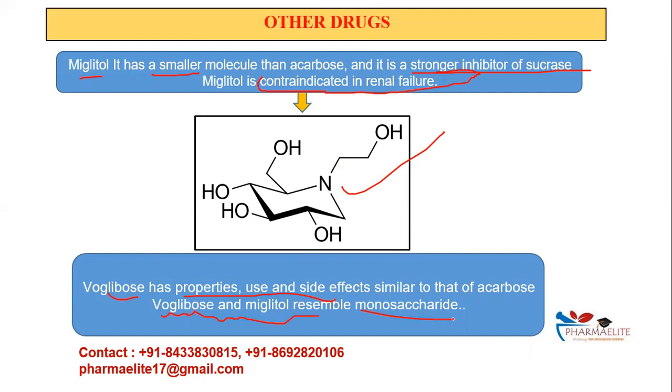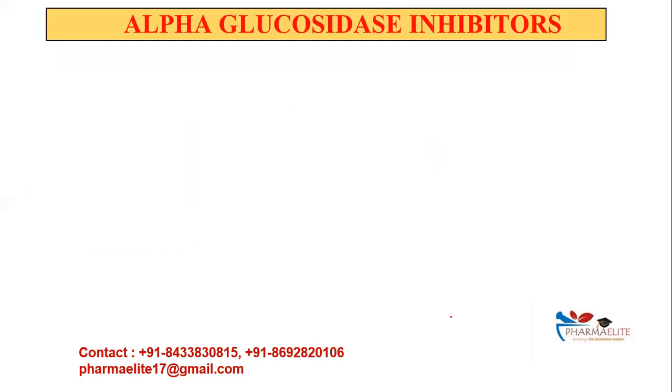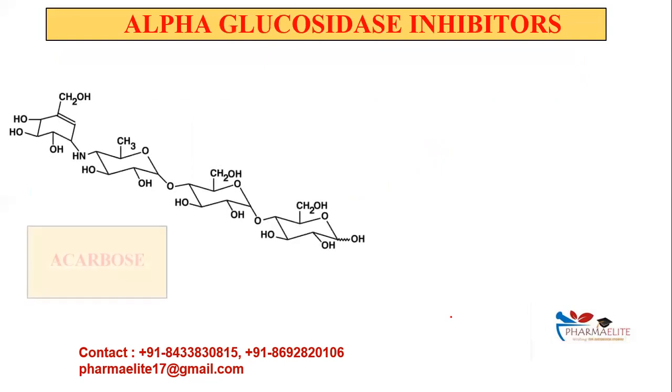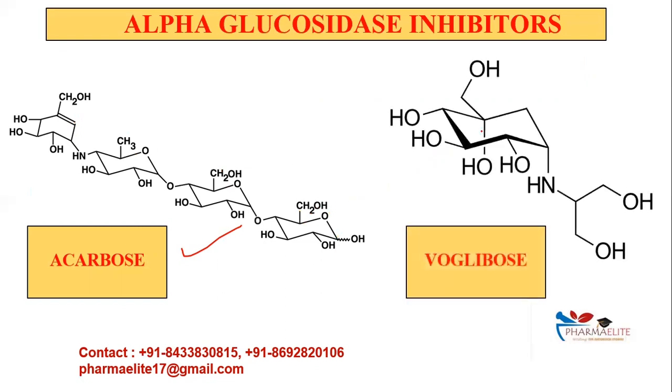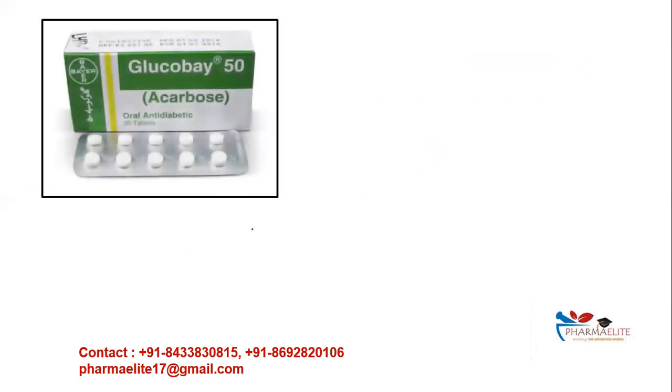So which resembles a monosaccharide and which resembles an oligosaccharide? Remember, which is a complex oligosaccharide? Voglibose. Sorry, what was the answer? Acarbose. So don't make the mistake. This is the structure of Acarbose. You can see here, doesn't it resemble an oligosaccharide? Yes, and this is Voglibose. It resembles a monosaccharide. So Voglibose and Miglitol resemble monosaccharide. Acarbose is an oligosaccharide.